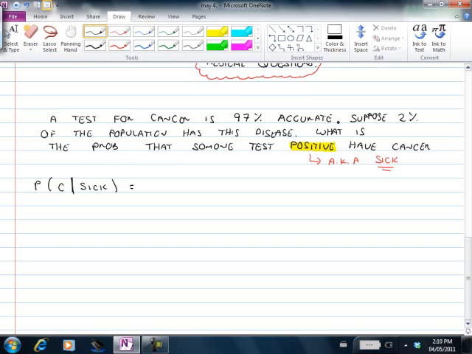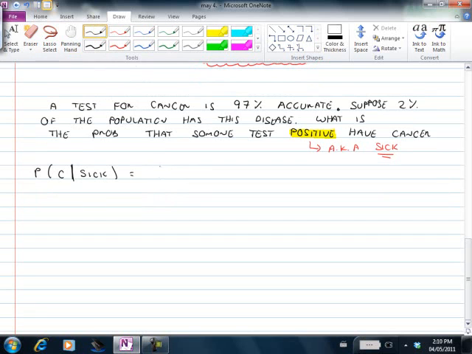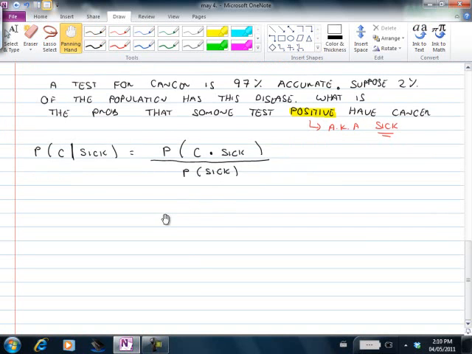So first thing I want you to do is write down the formula right now. This is an example of something that's hidden. What's on top? P of cancer and sick, over P of sick. Nothing too bad. But now, the problem is, I have the formula, but I don't know how to get these numbers. So I'm going to show you how to do all medical questions. Medical questions are actually the easiest types to do.